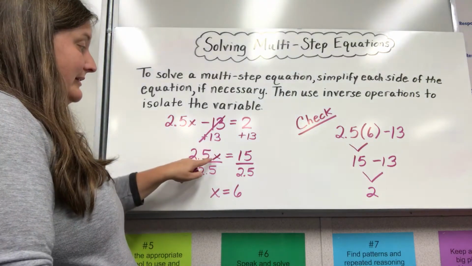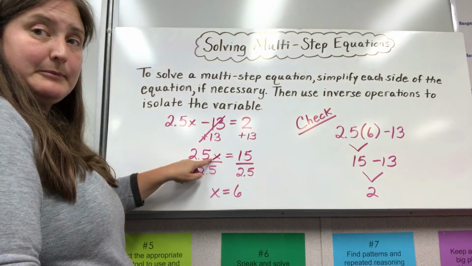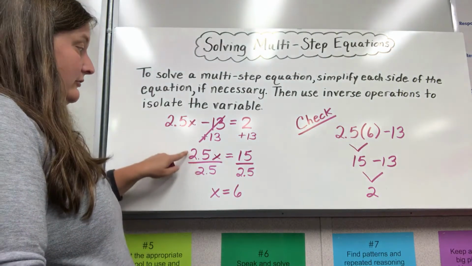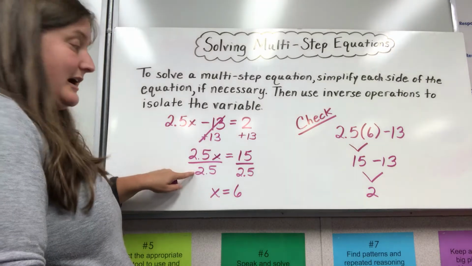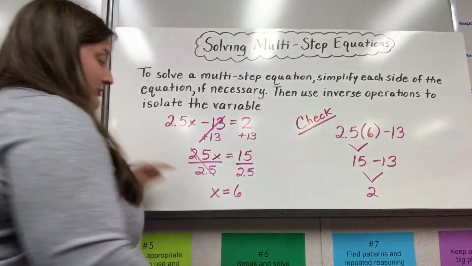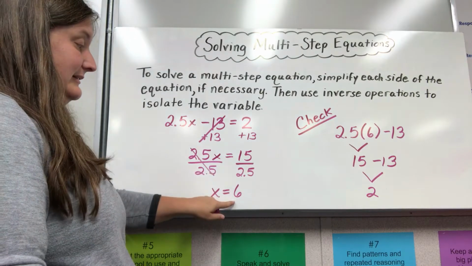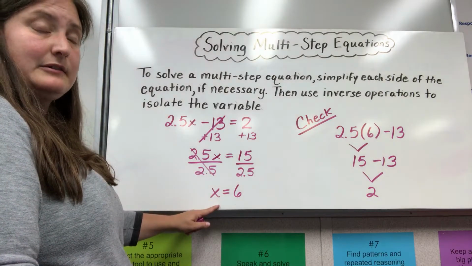Now, to get x by itself, I'm going to do the opposite of multiplying by 2 and 5/10. I'm going to divide both sides by 2 and 5/10. 2.5 divided by 2.5 gives me 1x, or just x, and 15 divided by 2.5 is 6. So this is my solution, x equals 6.